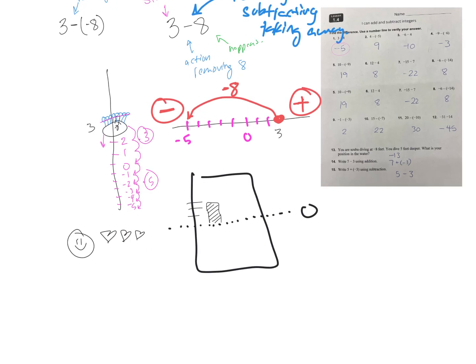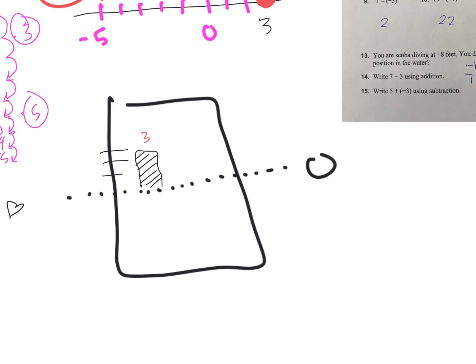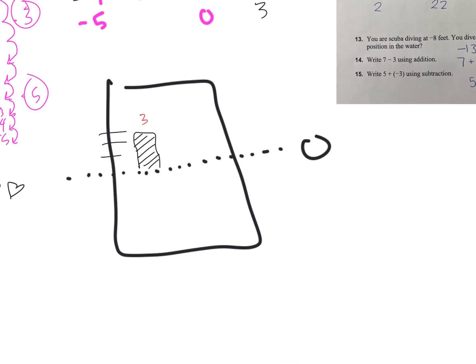Let's go with the money. You've got $3, but then all of a sudden, you swiped your debit card and it took out $8. Well, so then you're going to go down to 0, but you're going to continue to go down to now you have negative $5 in your account. Okay, and I mean, again, we said that.